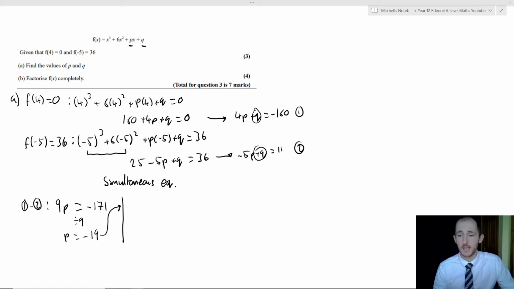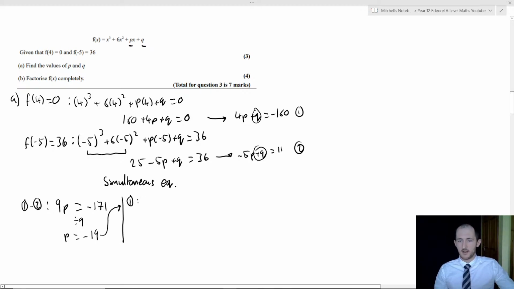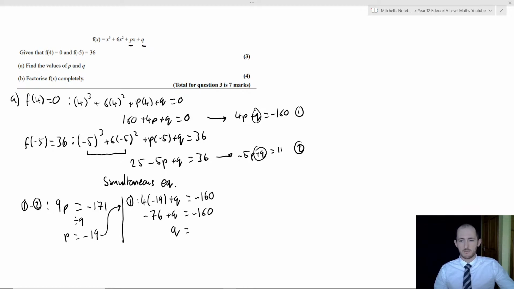Perfect. So, now once we get one variable in a simultaneous equation, we can work out what the other one is by substituting it into either one of the expressions. So if we look at equation 1, we can now substitute in our value for p. So we have 4 times minus 19 plus q equals negative 160. So 4 times minus 19 would be minus 76 plus q equals negative 160. So q is equal to minus 160 plus 76, which is negative 84.